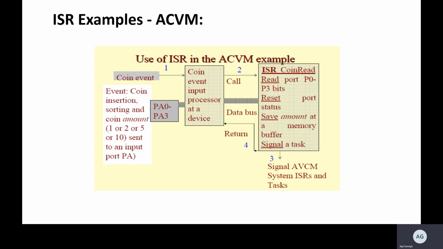So this is the pictorial representation of what can happen where the coin event has occurred. At that time, the system is triggered and it calls the ISR for coin reading. Okay, and then it resets the port again so that it saves the amount of memory, because all these sorts of embedded system machines have very little memory.